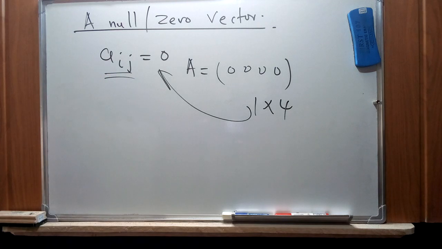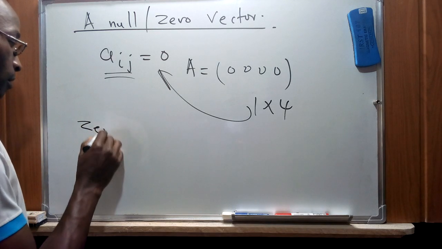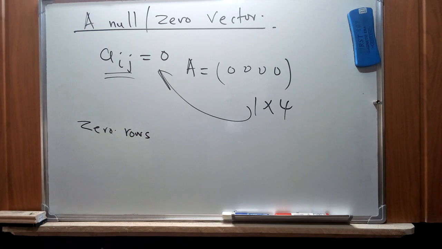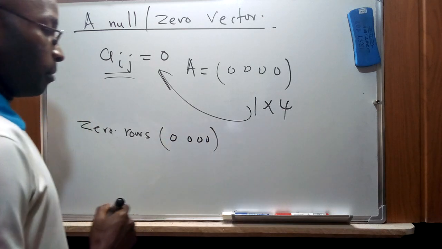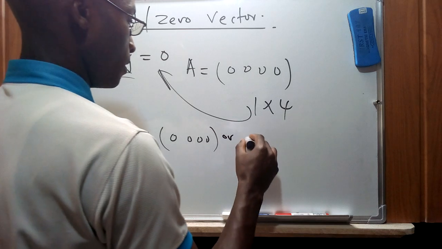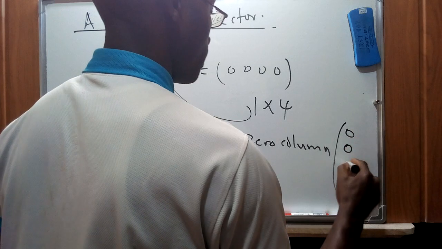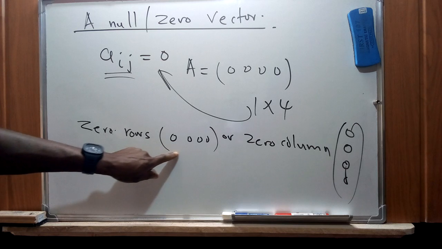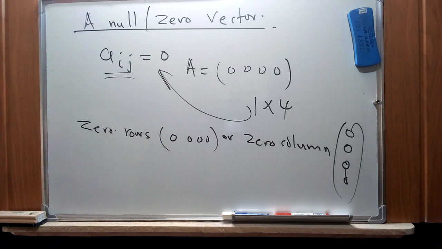Therefore, we can represent that particular vector as that. So for the zero rows, we can have each of these elements represented like that, and for the columns, then we can have the elements represented as such. So both of these, as we said, for a single column or row, are known as vectors. Therefore, these are known as null or zero vectors.